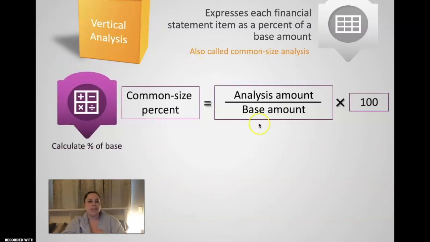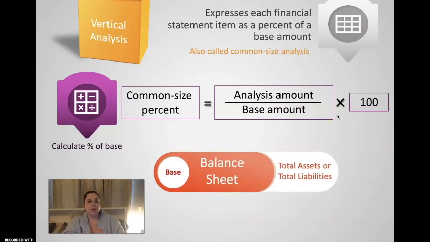Okay, so to find this, you take whatever account we're looking at and you divide it by a base amount. I'll let you know in a moment what the base amount would be, and then you turn it into a percent by multiplying it by 100. So if we're talking about a balance sheet, the base amount would either be your total assets or your total liabilities and equity, because basically your total assets have to equal your liabilities and equity. So whichever number you use, it's going to be the same number. So usually I just look at total assets, or I just go to the bottom line, the liabilities and equity added together.